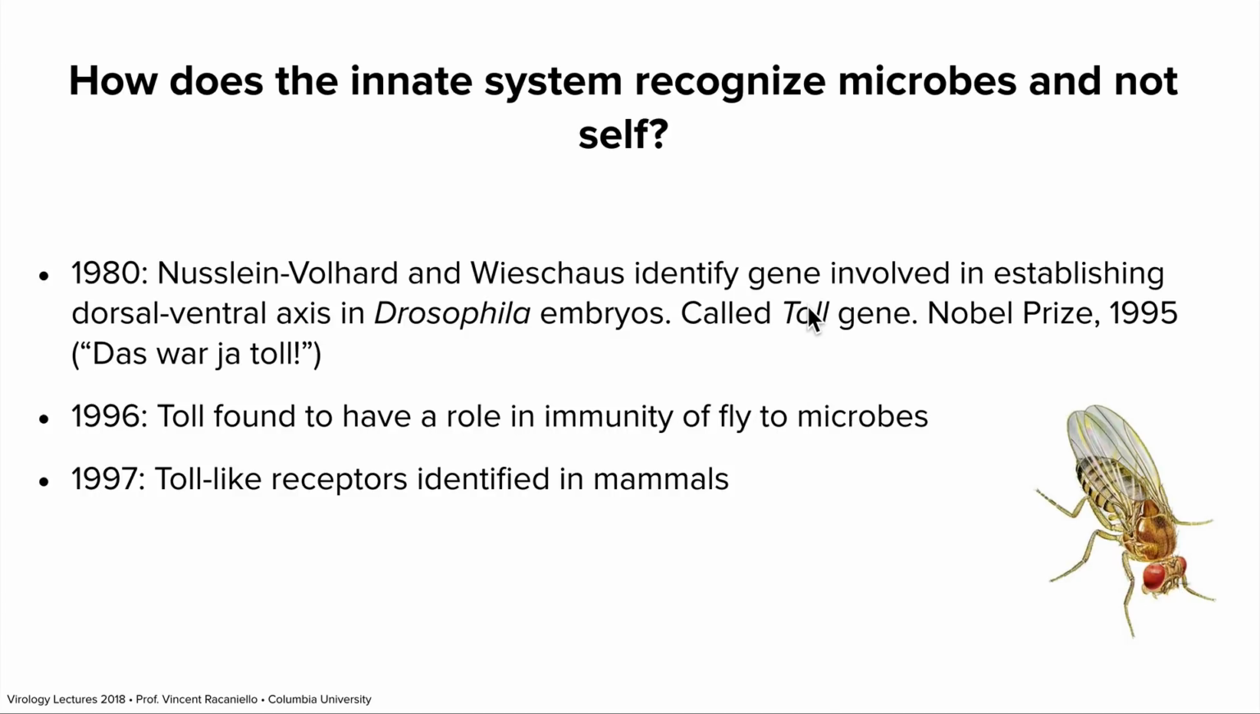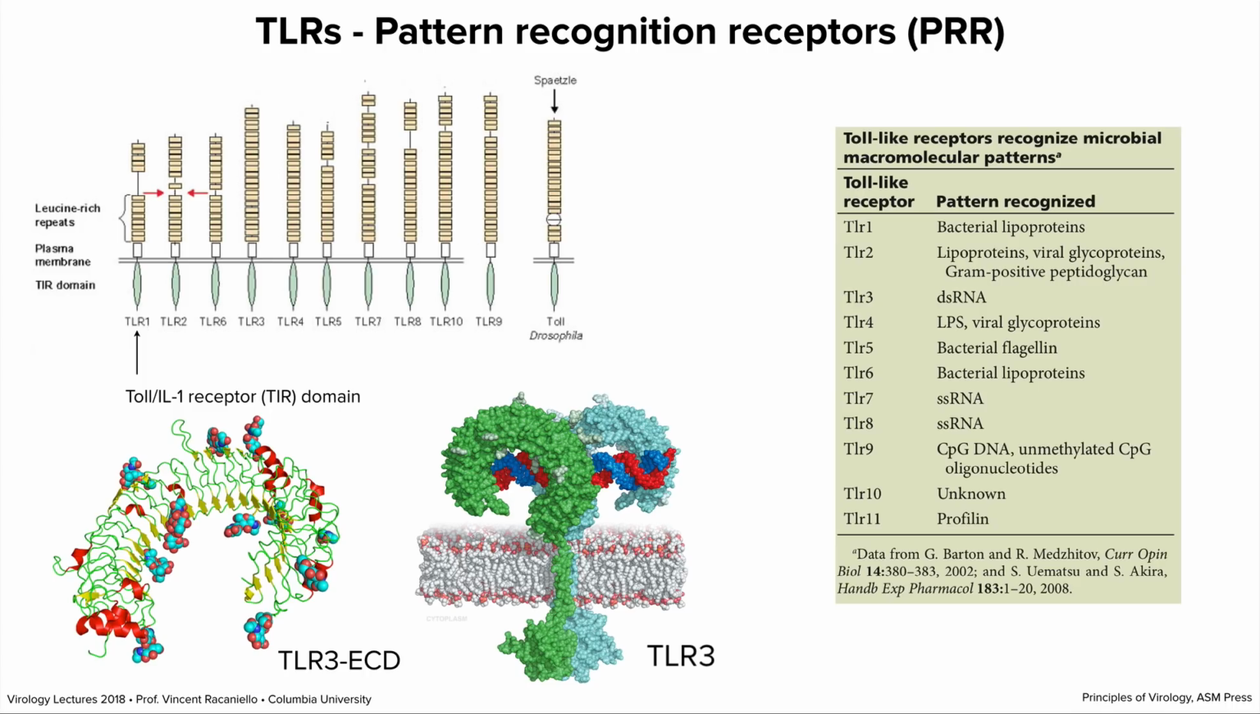Remember, it's first identified as a gene involved in development of the fly. And then a year later, these genes were found in mammals, and they were called toll-like receptors. And this is really the birth of our understanding of the innate immune system, which has since gone on far beyond toll-like receptors. But this was the genesis.